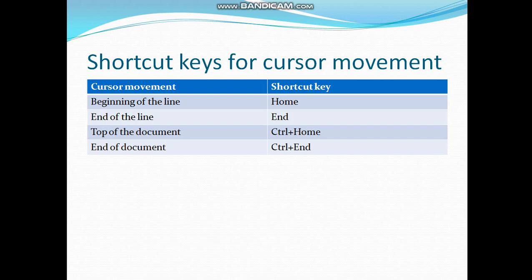Here you can see a few shortcut keys for cursor movement. For moving the cursor to the beginning of the line, press the Home key on the keyboard. To move the cursor to the end of the line, press the End key. To move the cursor to the top of the document, press the Ctrl key along with the Home key. And to move the cursor to the end of the document, press the Ctrl key along with the End key.